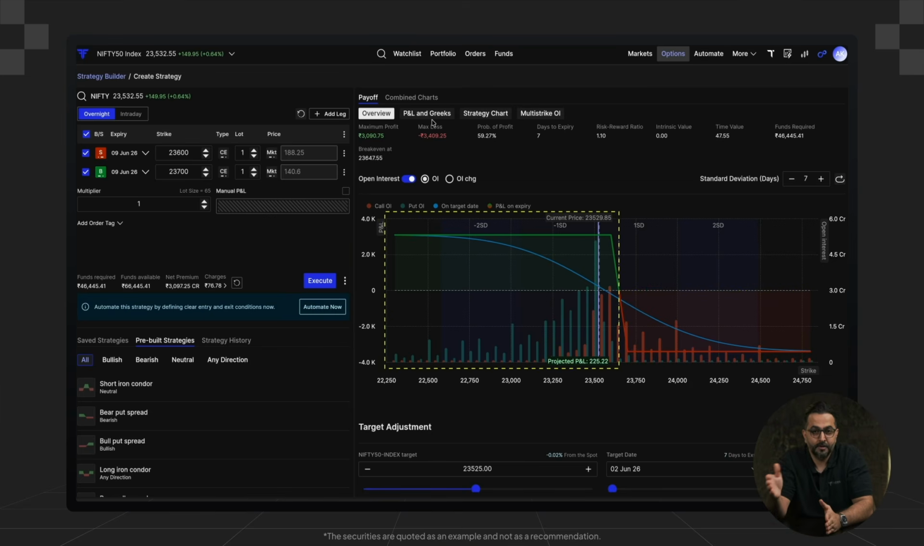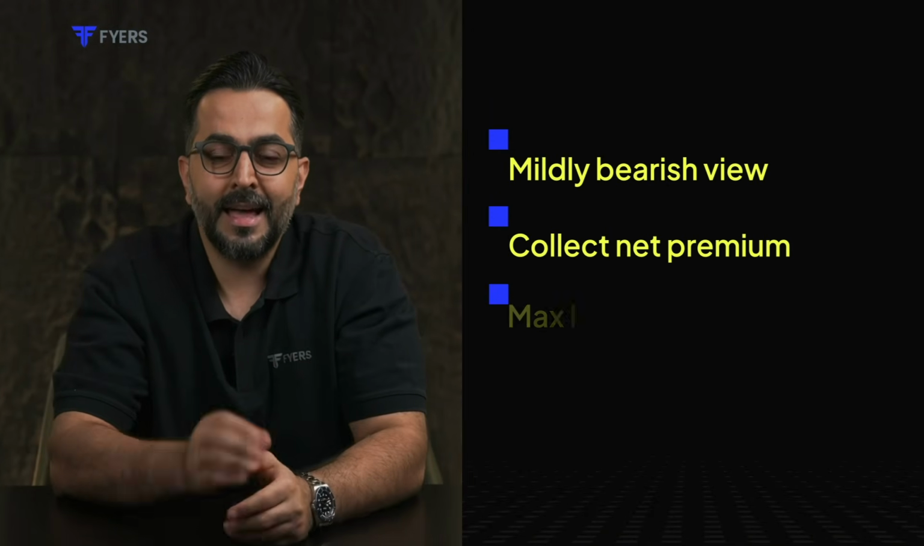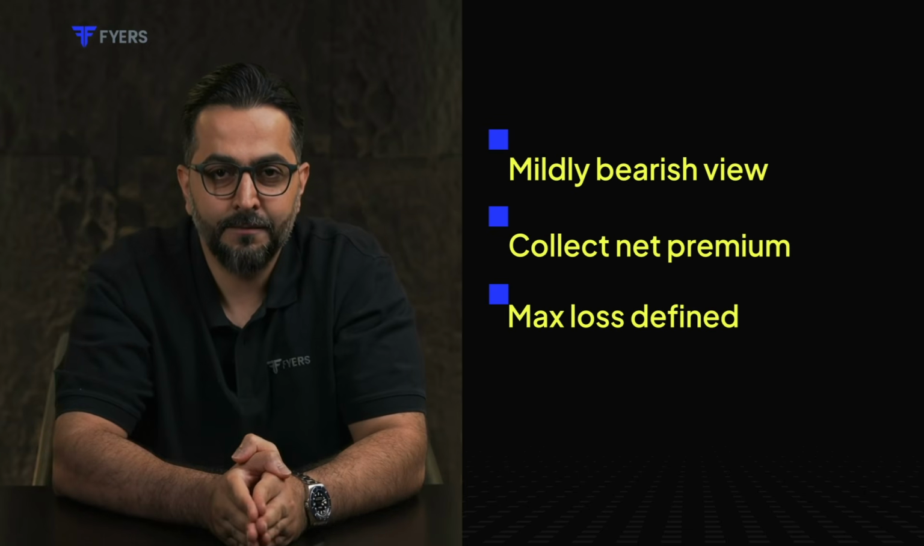On the payoff graph, the profit zone is on the left side. That means the strategy benefits when Nifty stays below the sold call strike or moves lower. But if Nifty moves above the break even, the payoff starts reducing. And if it moves above the higher bought call strike, the loss gets capped. That is the main idea of a bear call spread. You take a mildly bearish view, collect net premium, and keep your maximum loss defined.